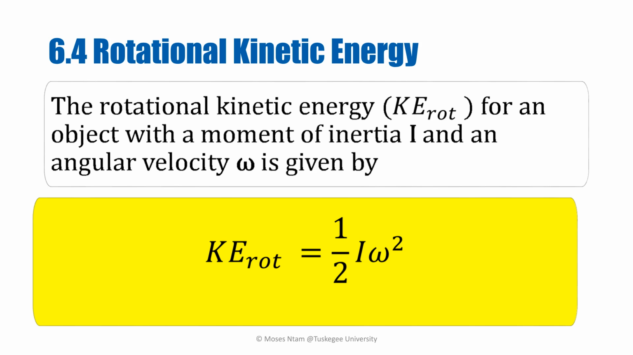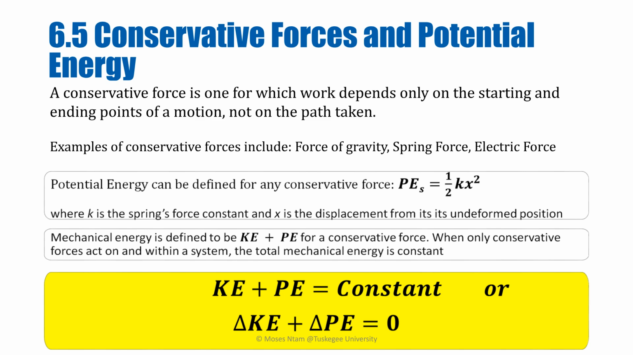Section 6.4 covers rotational kinetic energy. For an object with a moment of inertia I and an angular velocity omega, its rotational kinetic energy is given by the formula shown. Conservative forces, discussed in Section 6.5, are those where work depends only on the start and end points, like gravity or spring force. Mechanical energy is conserved with these forces.